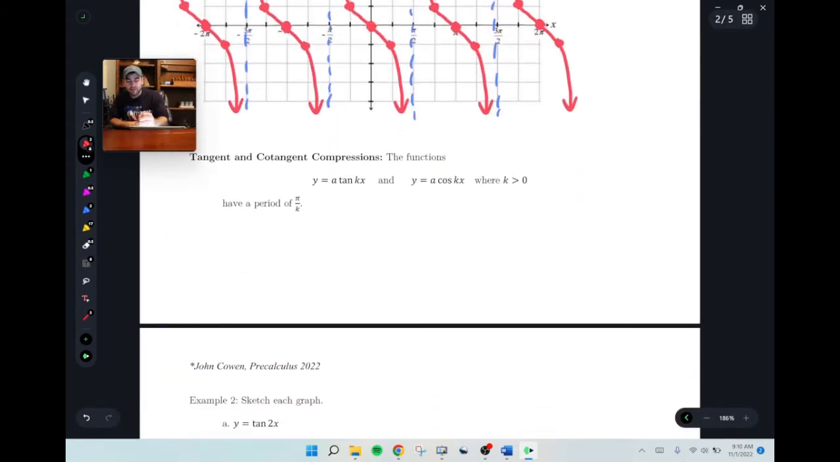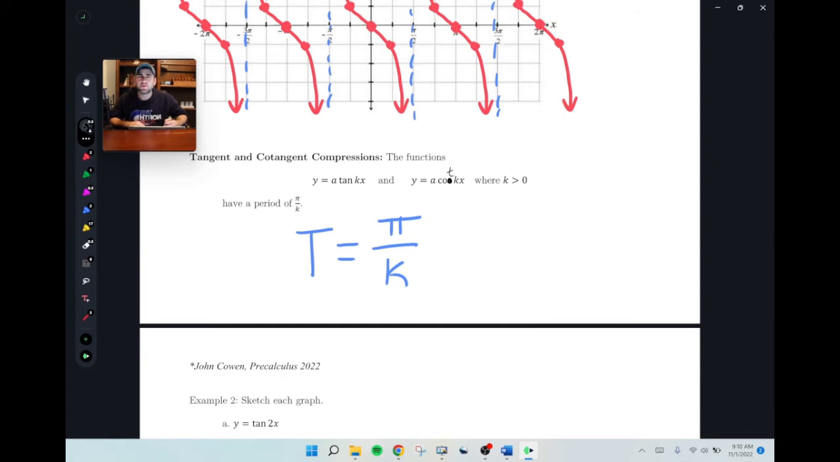All right, here we go. This is where we talk about that. I already kind of said it, where t equals pi over k. I believe this is supposed to be cotangent. I'll fix it on the draft. And basically they're saying, hey, the period's a little bit different now. Instead of going 2 pi over k, we're going to go pi over k, and it's going to repeat that much.